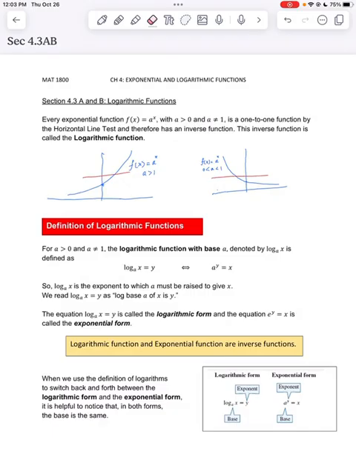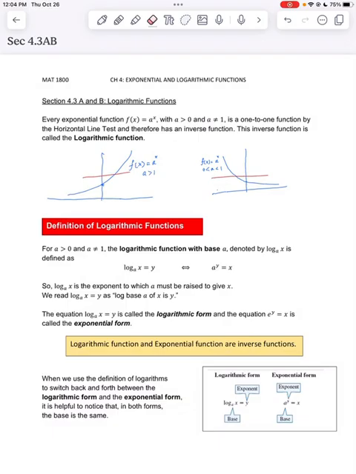I'm trying to make a video on 4.3ab. In this section we introduce the logarithmic function, and if you recall in 4.1 and 4.2 we introduced the exponential function, and we looked at how to graph the exponential function, what is the domain of the exponential function, the range of the exponential function, and also the asymptote. So the exponential function has a horizontal asymptote.